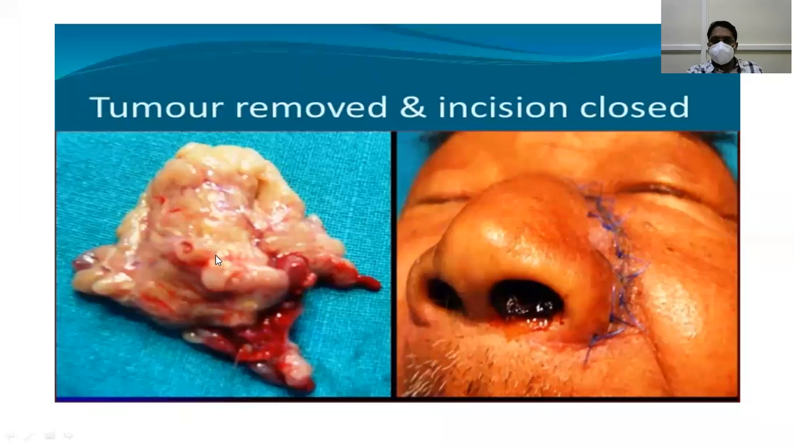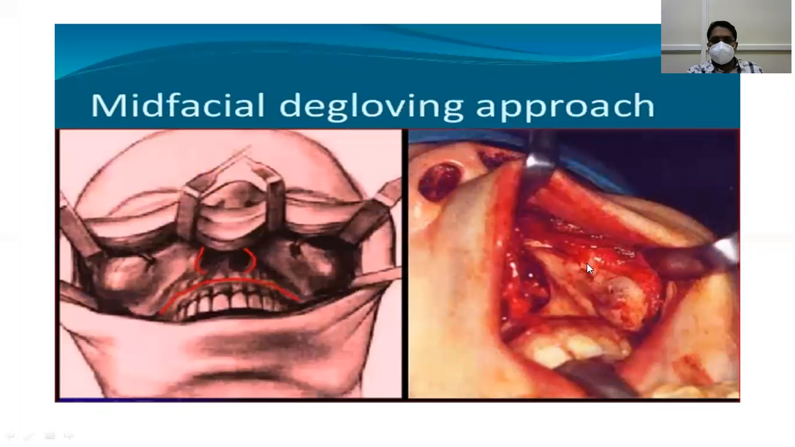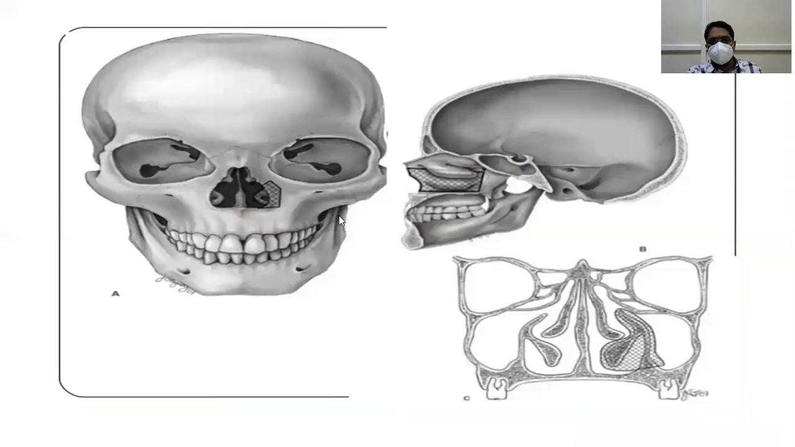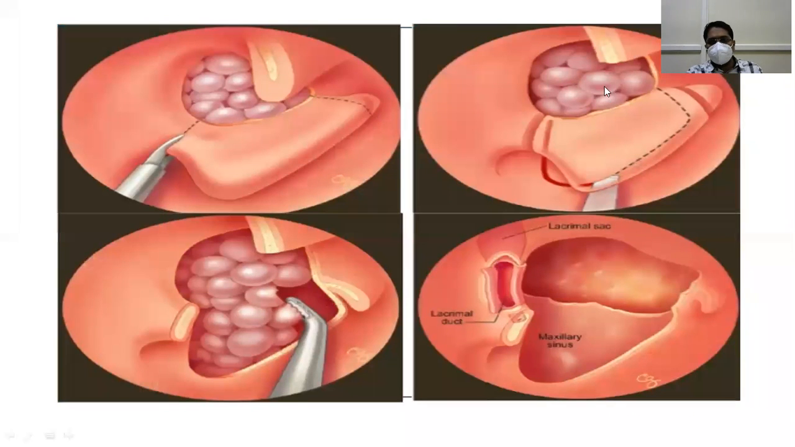See, the tumor is removed and the incision is closed. The other methods are like mid-facial degloving. You should know the names, mid-facial degloving approach. By sublabial incision like this, that's the tumor. This is an endoscopic medial maxillectomy. Endoscopically, do a middle meatal antrostomy, remove the inferior turbinate completely, to make a complete removal of the medial wall of the maxillary sinus.